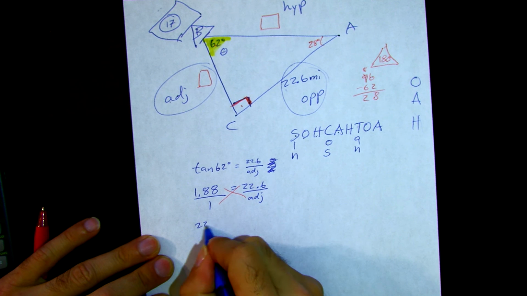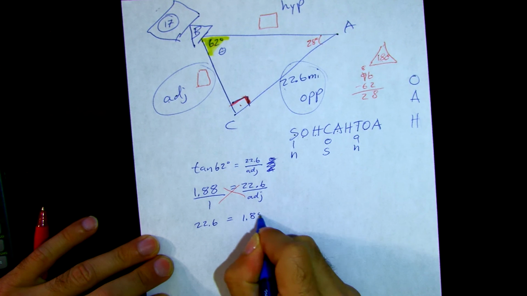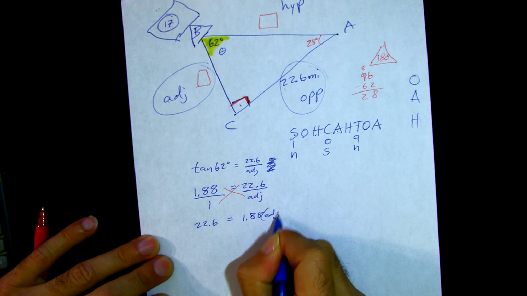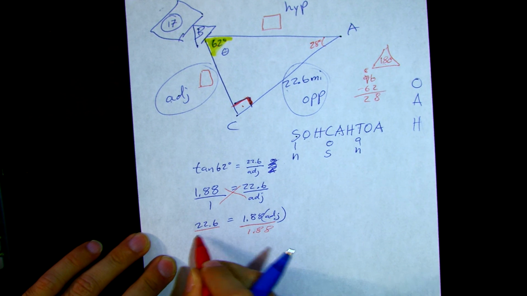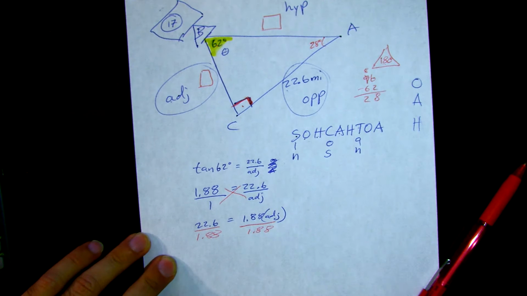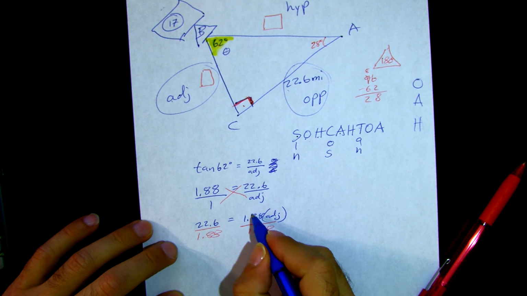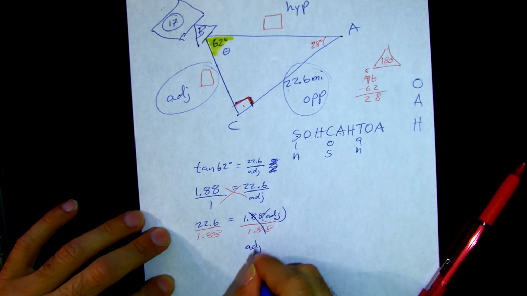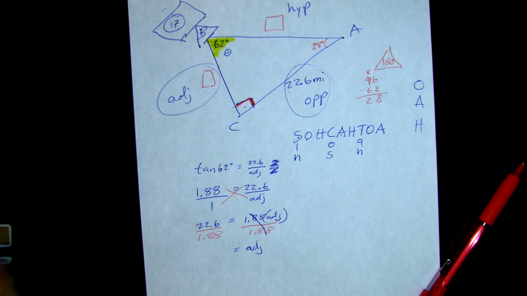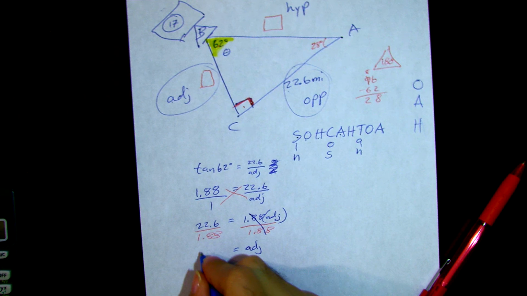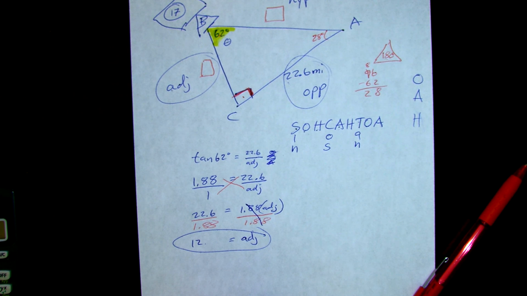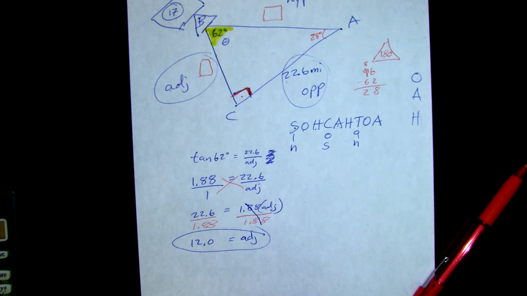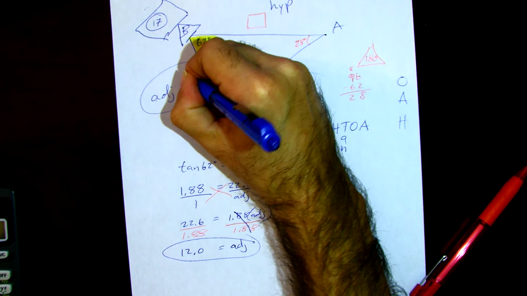Okay, 22.6 is equal to 1.88 times the adjacent. I want to know the adjacent, so this is where I need to divide by 1.88. If you find a shortcut to this, it's fine to use it. I'm just showing cross multiplying. Most people know it. All right, 1.88 over 1.88 is 1. So my adjacent side is going to be equal to 22.6 divided by 1.88, which is 12.02, but we're going to say 12.0. So look, 12.